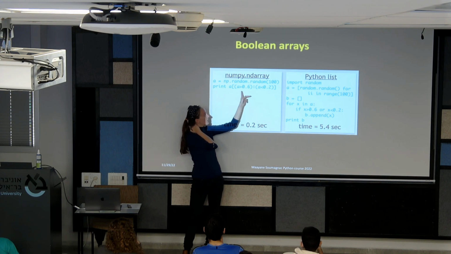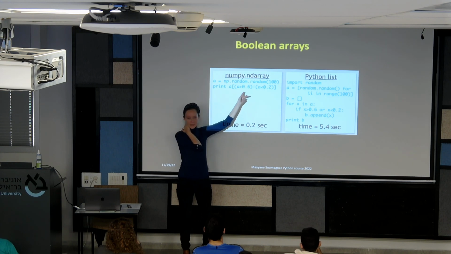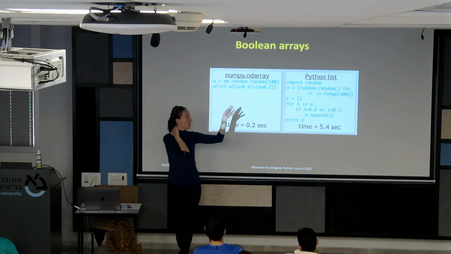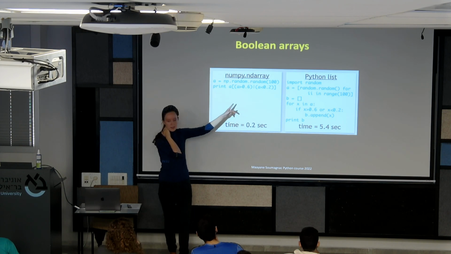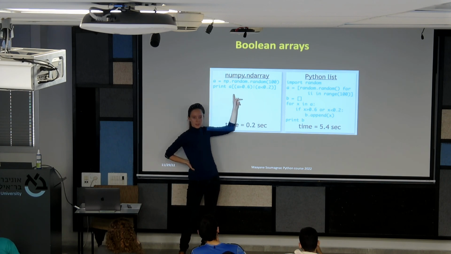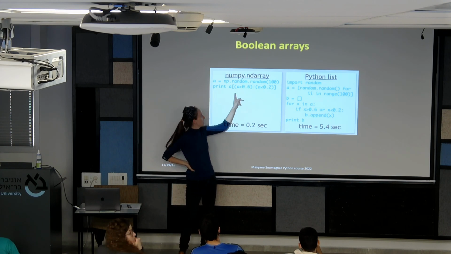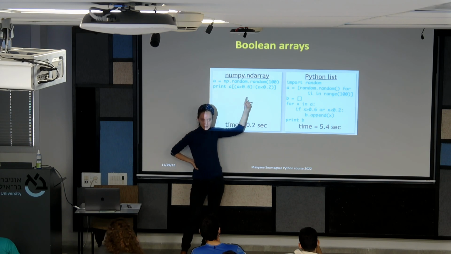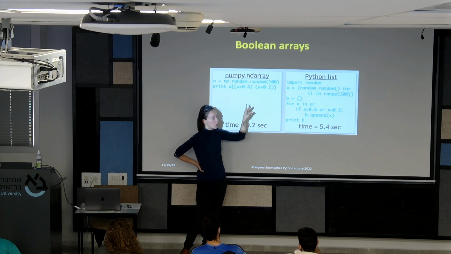I only want the elements of A that are bigger than a certain number or smaller than a certain number. Okay, and I can filter. And I can filter the elements of this array according to this condition. So this is very useful.